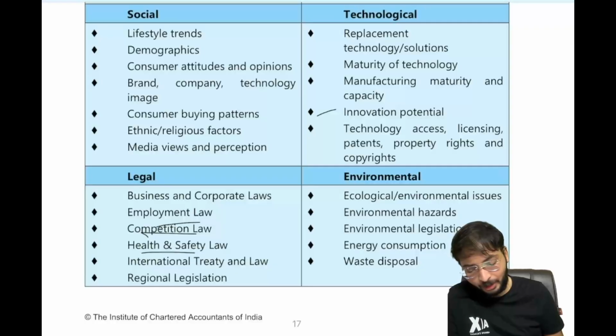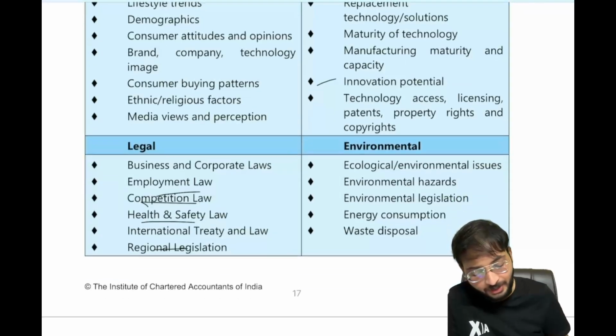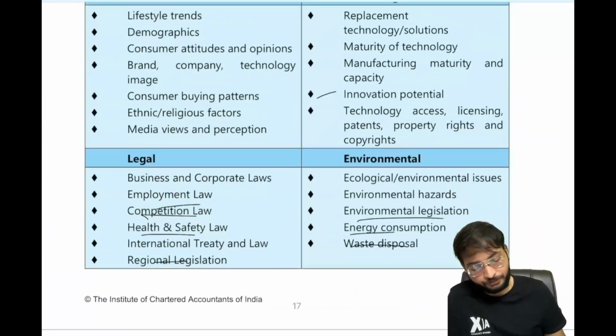Your laws, environmental laws, health, all this. Environmental is related to waste disposal, energy consumption, all this comes under environmental.